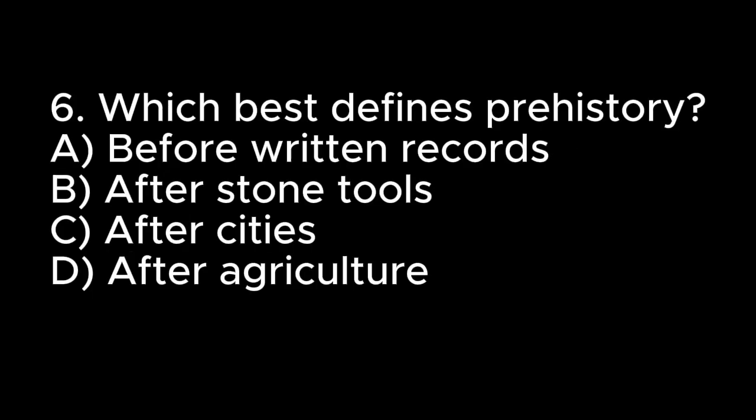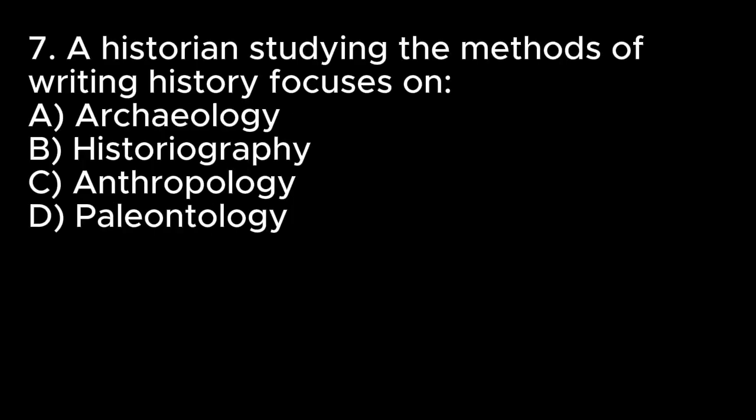6. Which best defines prehistory? A. Before written records. B. After stone tools. C. After cities. D. After agriculture. Answer: A. Prehistory means before writing was invented. 7. A historian studying the methods of writing history focuses on A. Archaeology. B. Historiography. C. Anthropology. D. Paleontology. Answer: B. Historiography studies how history is written.